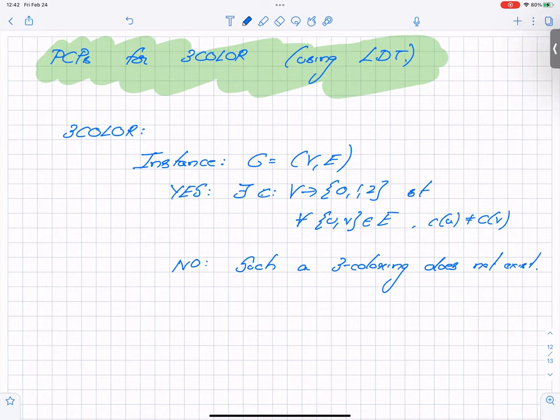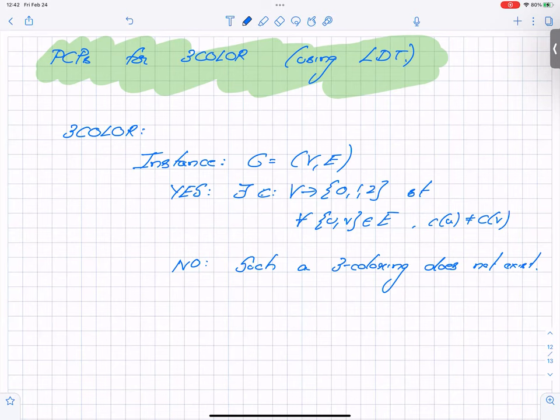And if I can manage to show it for this, basically I'll be showing it for any NP problem, because you just reduce the NP problem to three color and then I will do the construction of the PCP. So the classical NP proof is the coloring itself. You give this coloring, you can check it. But to check it, I need to go over the entire coloring because I do not know where the violation is going to occur. I basically have to check every edge. I have to check that this coloring is proper.